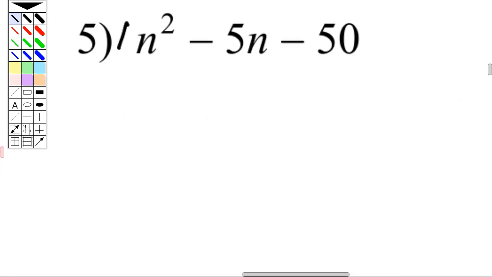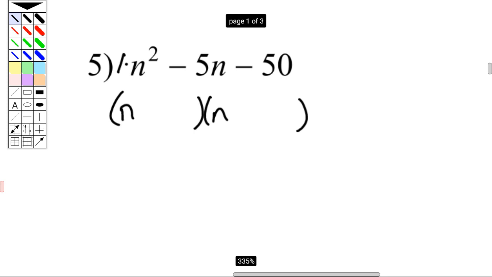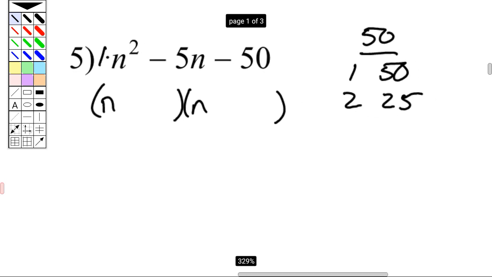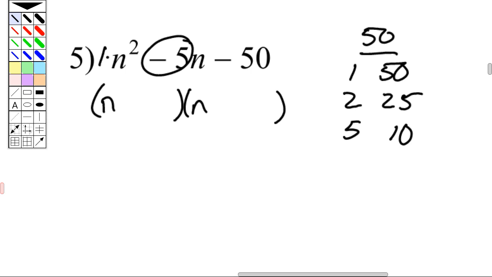Okay, leading coefficient's 1. Go straight to your answer. What times what makes n squared? It's got to be n and n. Factors of 50. Okay, let's list them. What do we got? 1, 50, 2, 25. What else we got? 5 and 10. Okay. So which ones can add or subtract to make a negative 5? No, no. So it's got to be these. So I'm going to put the 5 and the 10 in there.